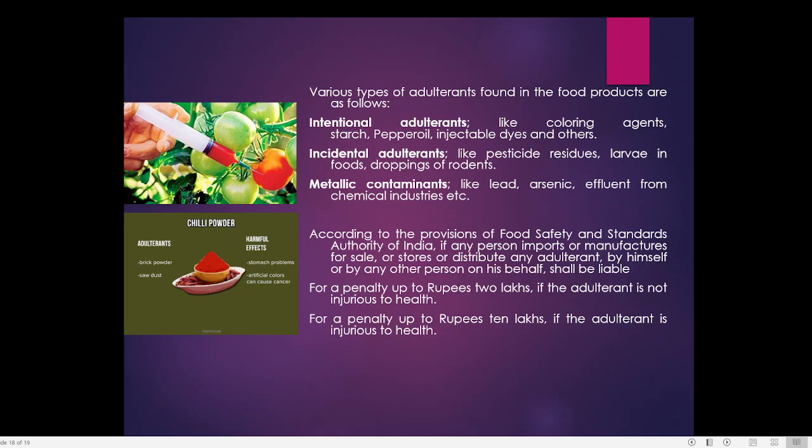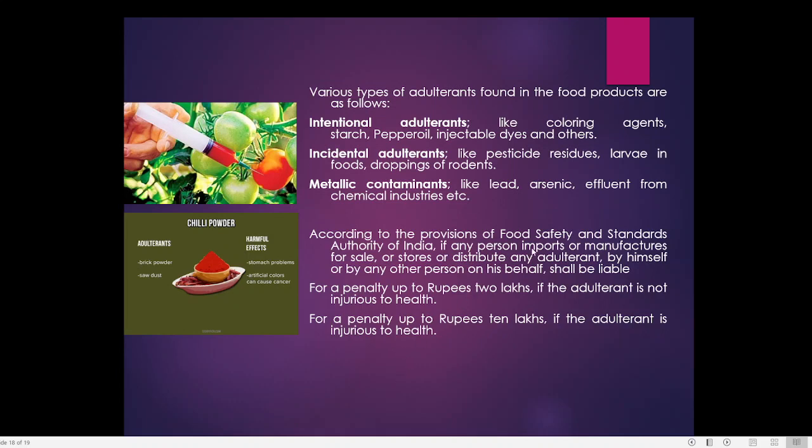Third is the presence of metallic contaminants like lead, arsenic, and effluent from chemicals. For example, if you are using water taken from a river that is very near a chemical factory, then that water may have a higher level of lead or arsenic, sometimes mercury. There is one famous disease known as Minamata disease. Minamata disease is a very well-known disease that killed a lot of people in Japan because of the presence of mercury in water, especially water released by factories.